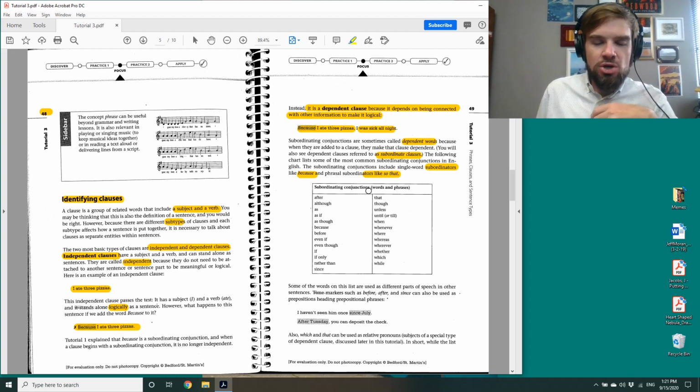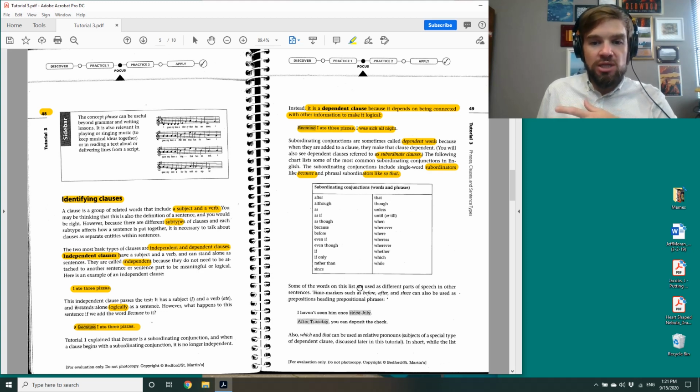So subordinating conjunctions or subordinators include after, although, as if, as though, because, before, even if, even though, if, if only, rather than, since, that, though, unless, until or till, when, whenever, where, whereas, wherever, whether, which, while.